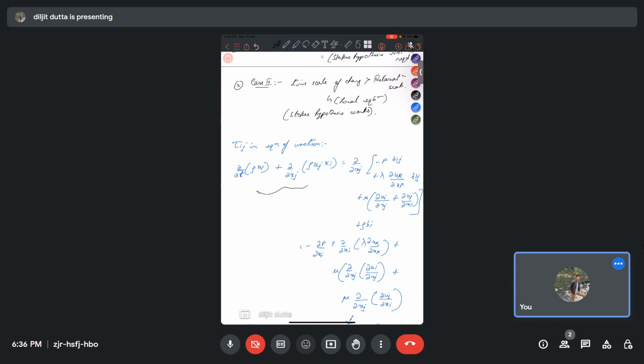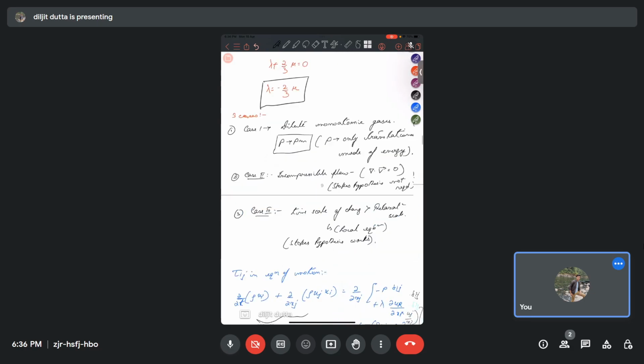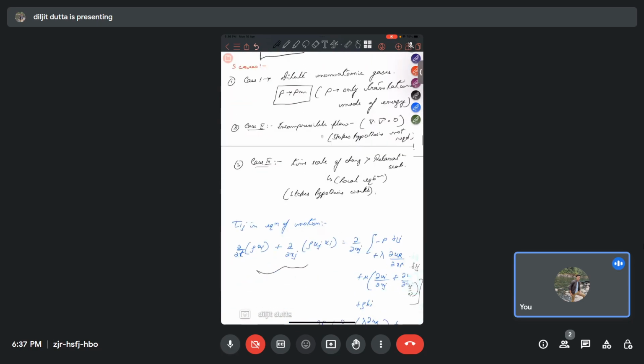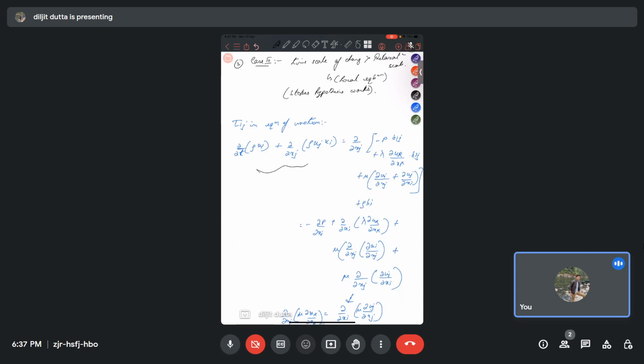In the right hand side, we have to expand the first term. It will be minus of p delta ij, plus lambda del ur by del xr into delta ij, and thirdly there is 2 mu into eij, where eij corresponds to del ui by del xj plus del uj by del xi, and lastly there is the body force.